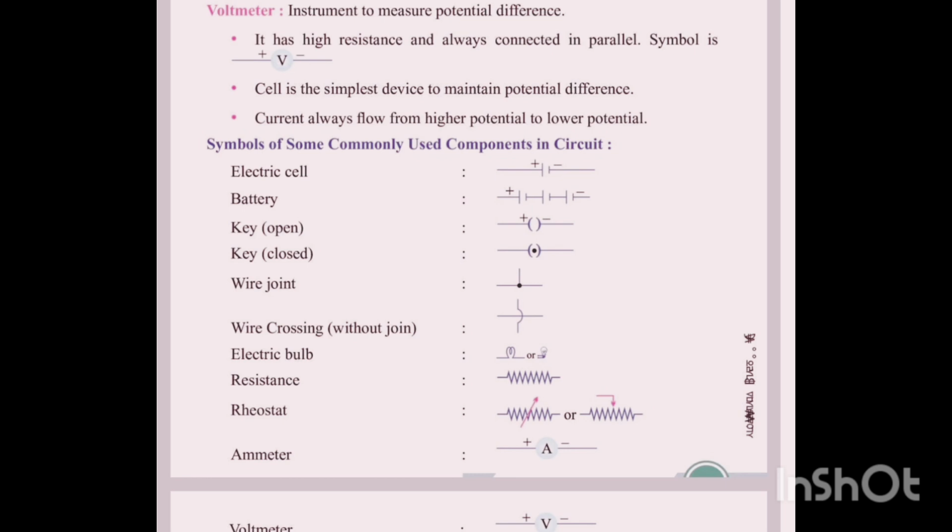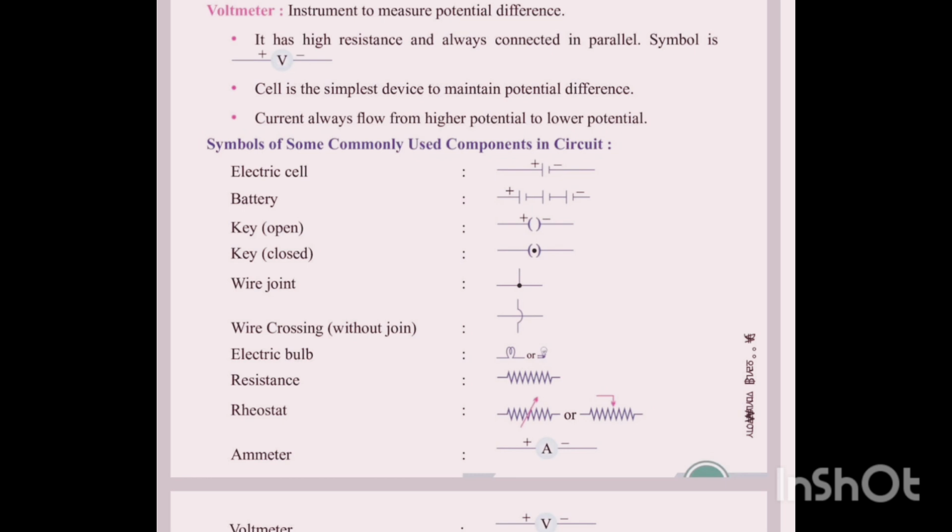Okay, so potential difference. In the previous pages we learnt that an ammeter is only connected in series, but the voltmeter has high resistivity and is always connected in parallel. The symbol you can see on the page is V, with the plus point on the left side and the minus point on the right side. Why is the voltmeter connected in parallel? The reason is that it has high resistivity.